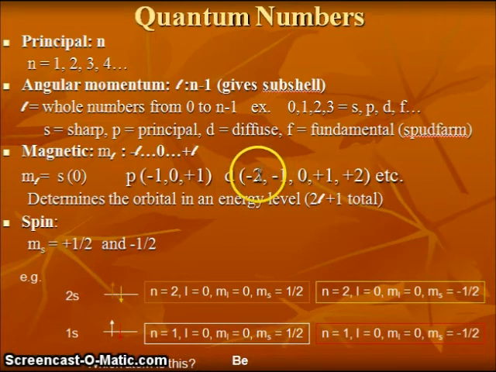A D subshell is going to have a total of 5 orbitals, 1, 2, 3, 4, 5. So this is why a D subshell can hold a total of 10 electrons, and F would go from minus 3 to minus 2, minus 1, 0, plus 1, plus 2, plus 3. So we have a total of 7 boxes or 7 orbitals, each holding 2 electrons. So an F subshell could hold as many as 14 electrons.